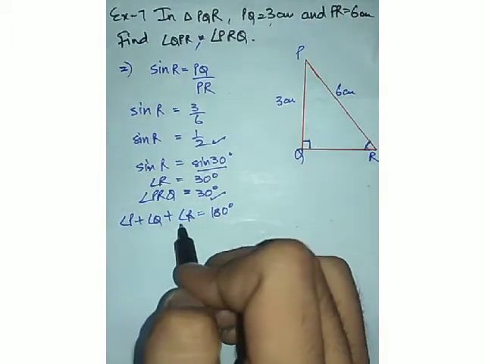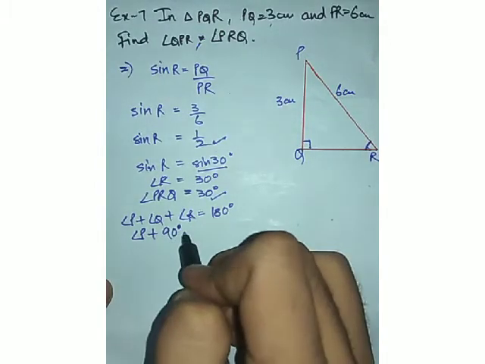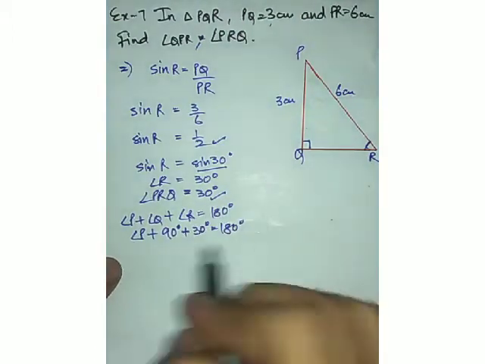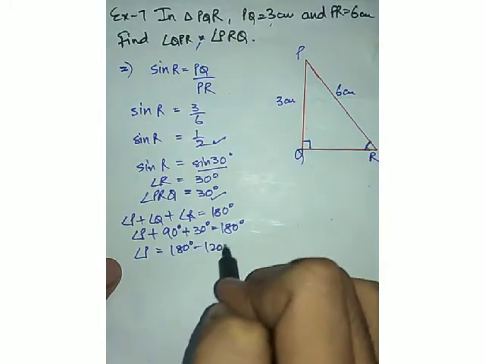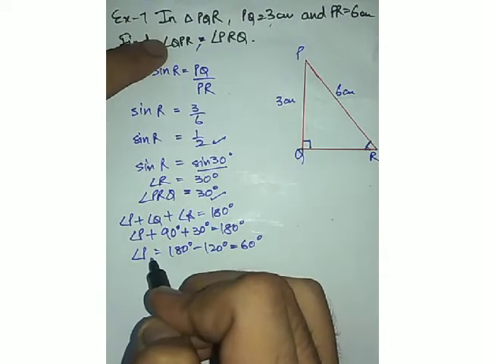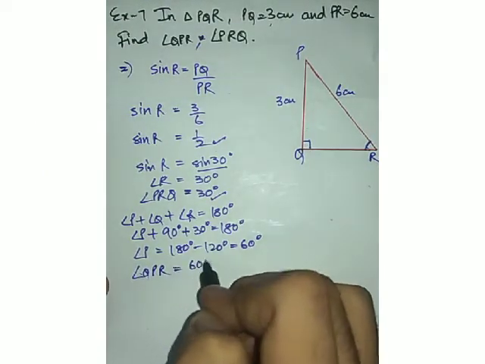And what is angle P? You have to find it. What is angle Q? That is 90 degrees. What is angle R? That is 30 degrees, we have just found. So the sum is equal to 180 degrees. Angle P will be equal to 180 degrees minus 120 degrees, which is further equal to 60 degrees. So that is how you have also found angle QPR is equal to 60 degrees.